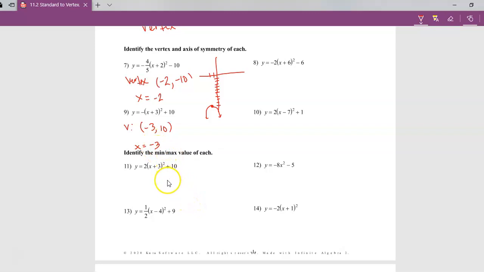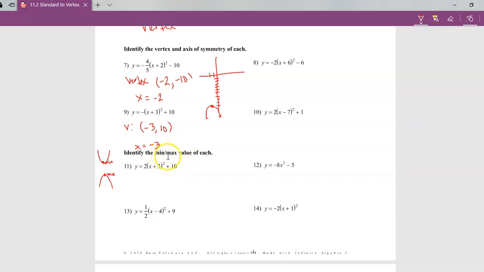All right, the next section is just asking us to identify the min or max value of each. So in order to determine if this has a min or max, we first of all need to find the vertex, because the vertex point, that is always the min or the max. If it is a parabola that opens upward or it's concave up, then that point would be a min because it's the lowest point of all the points around it. If it has a negative out front and it gets flipped, then that vertex point is a max.